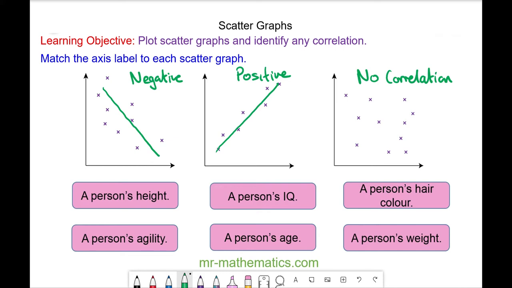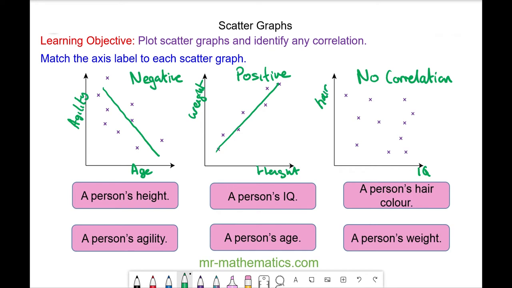Okay, so two units that are likely to have a negative correlation would be as a person's age increases, their agility would decrease. For a positive correlation, as a person's height increases, their weight is likely to increase. And no correlation would be a person's IQ and their hair colour.